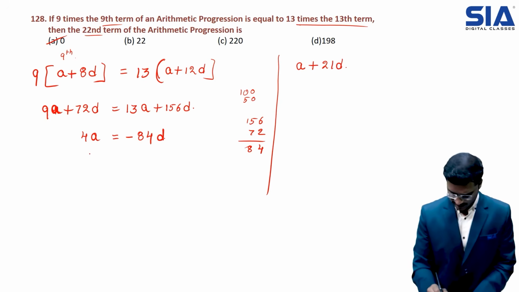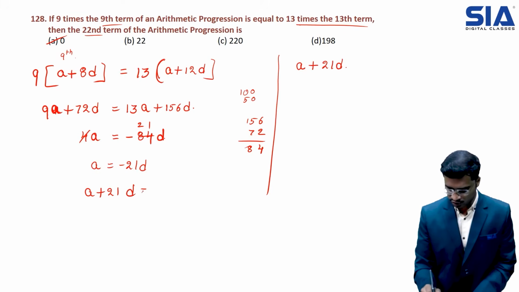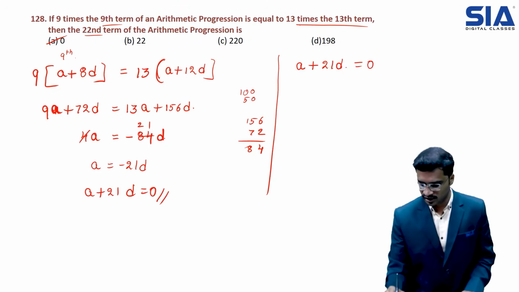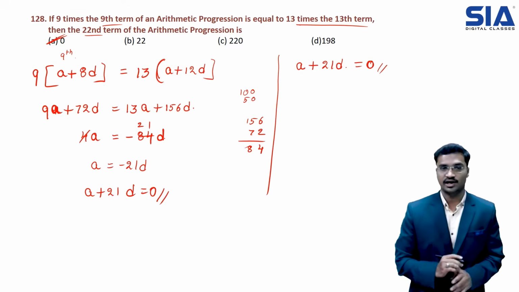In the same way, let us see. 4 2s are 8, 4 21s are 84. Then the value of a is what? Minus 21d. Then I can say that a plus 21d is equal to what? a plus 21d is 0. So the value of a plus 21d is 0. So our answer is 0.